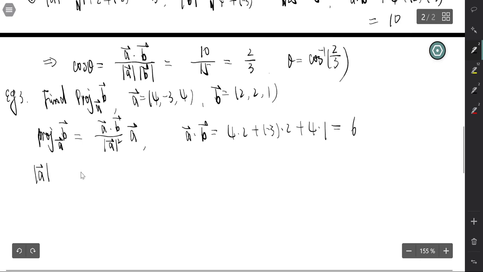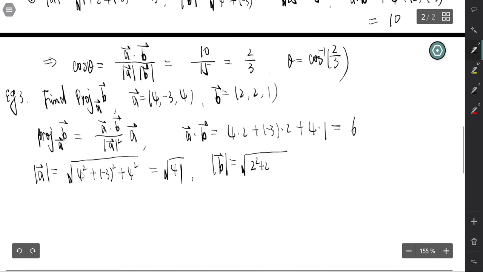The length of A, that is the square root of 4 squared plus negative 3 squared plus 4 squared. 16, 9, 16, that is 41, so that is the square root of 41. And the length of B is the square root of 2 squared plus 2 squared plus 1, that is the square root of 9, that is 3. So the projection of B on A, that is 6 over A squared, that is 41. Oh, we don't need the length of B.